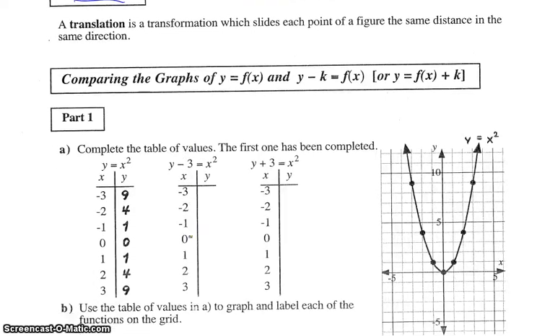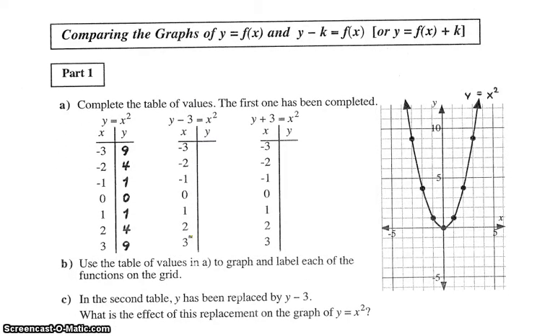So we're going to compare the graphs of the original y equals f of x here and y minus k equals f of x, or if you add k to the other side, it could be in that form as well. This one is a little clearer and it will make more sense when we go to do the horizontal translations as well. Okay, so we have a table of values for y equals x squared.